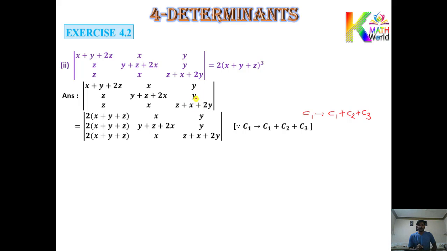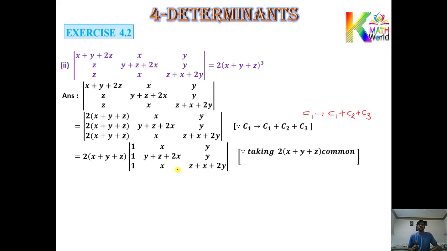Okay, so now you can see you can get 2 times (x plus y plus z) common from the first column. So take this thing outside. So what is left here? 1, 1, 1, and second and third columns you can see as it is. Now we know that to get the expansion of a determinant easily, you need to try to set maximum 0s in the determinant. So after getting triple 1, you need to set 2 zeros at the bottom. So try to set 0 here.